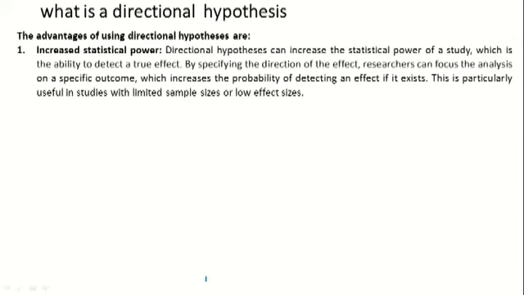Directional hypothesis can increase the statistical power of a study, which is the ability to detect a true effect. By specifying the direction of the effect, researchers can focus their analysis on a specific outcome, which increases the probability of detecting an effect if it exists. And this is particularly useful in studies with limited sample size or low effect sizes.